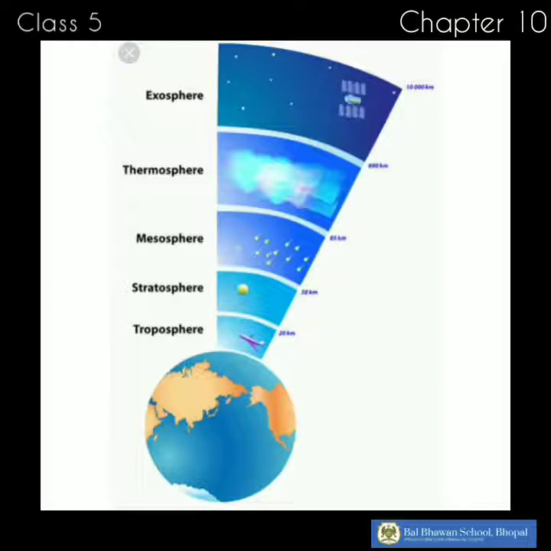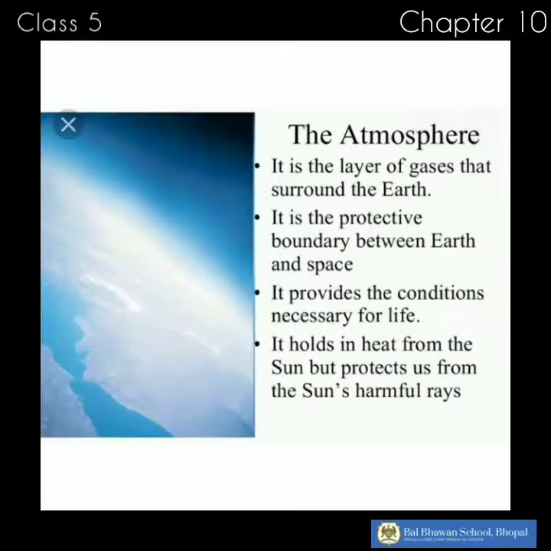Now see this picture, children. This is the layer of air around the earth. Can you tell me what we call the layer of air that surrounds the earth? Now, these are various layers. There are 5 layers around the earth. What do we call them? Yes, we call them the atmosphere.